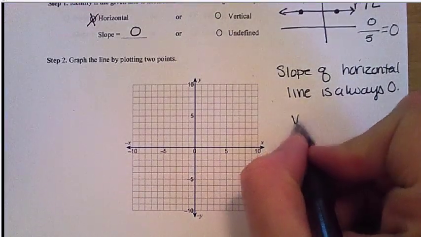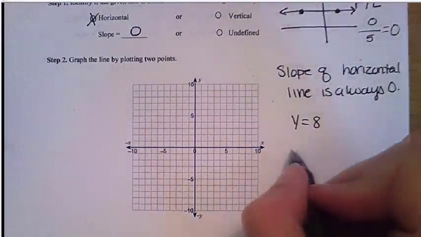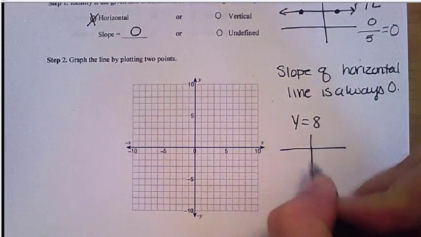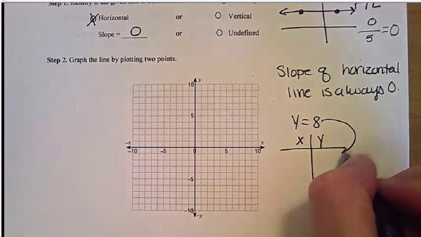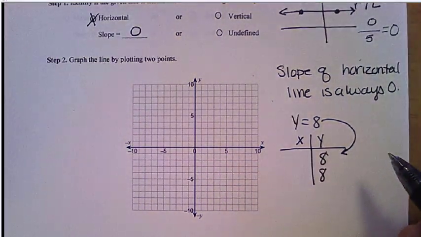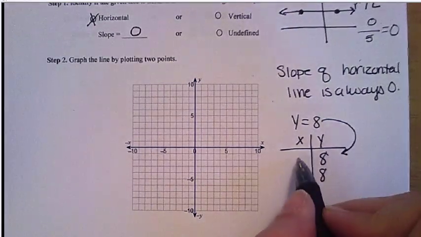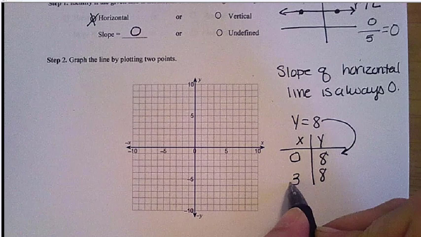Again, we're graphing the line y equal to 8. You just have to pick 2 points that are on this line. Well, again, if we remember from the previous section, that's where we make our chart. We have x and y. But remember here, y is always going to be 8 no matter what. And now we can pick any number we want for our x value. So maybe we pick 0 and 3.